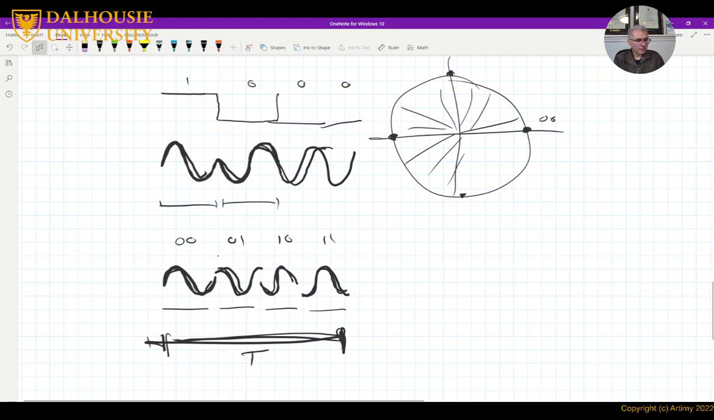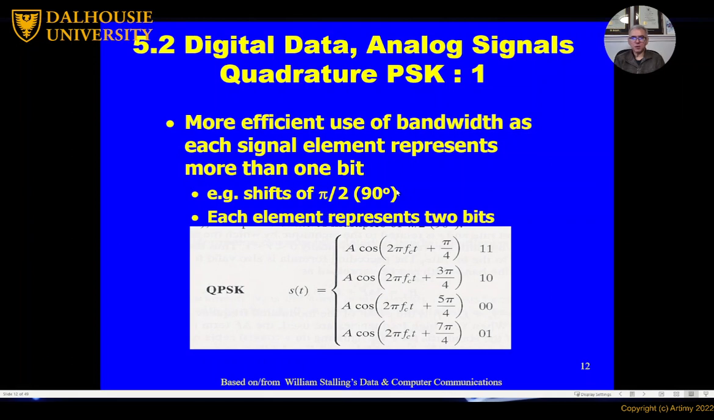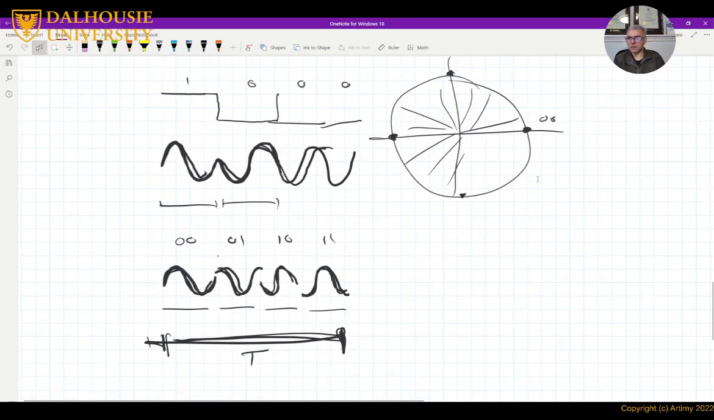So now I have an advantage. I can use the phase shift keying here to send more data within the same time by having multiple phases. So here is an example where I use a cosine signal and I shift it by 3 different ways. Pi over 4, 3 pi over 4, 5 pi over 4, and 7 pi over 4. So what does that mean? It means that I took this signal here, or this circle, and I shifted it.